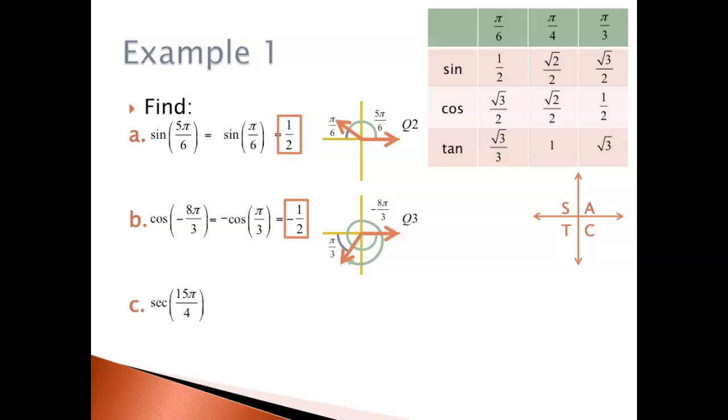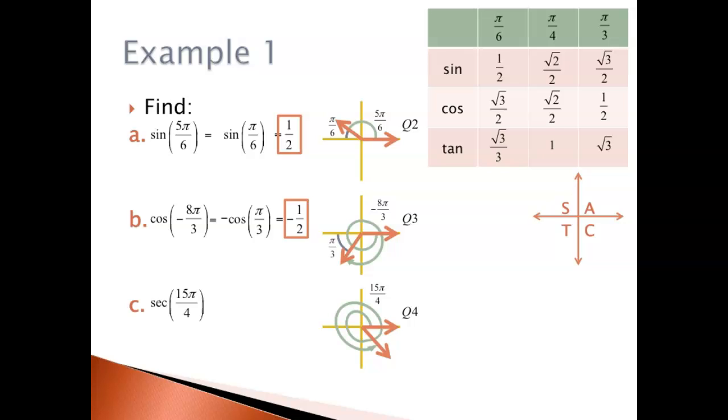Okay, the last one, secant of 15 pi over 4. Okay, so 15 pi over 4, let's draw that out. So 15 pi over 4 is definitely over 2 pi. So it's actually almost 4 pi. So this is what it will look like, right? A full rotation plus almost another full rotation, but not quite. That's 15 pi over 4. So we are in quadrant 4.